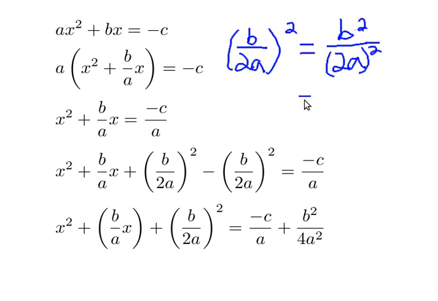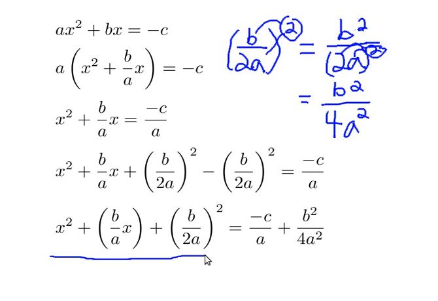So just like the 2 goes to the b and goes to the 2a, this 2 will go to the 2a and to the a. So that means we'll get b squared over 4a squared. Okay, now I've got this mess of stuff over here, but I'm going to put off doing anything with that for just a little bit. First, I want to deal with this right here.